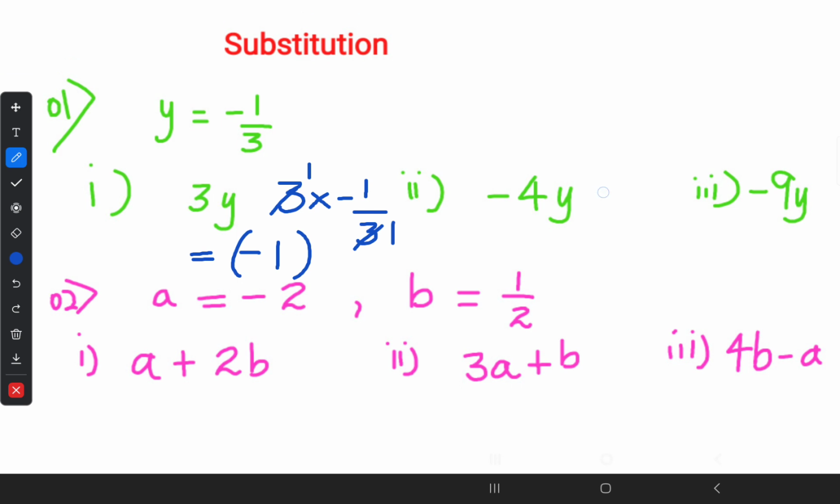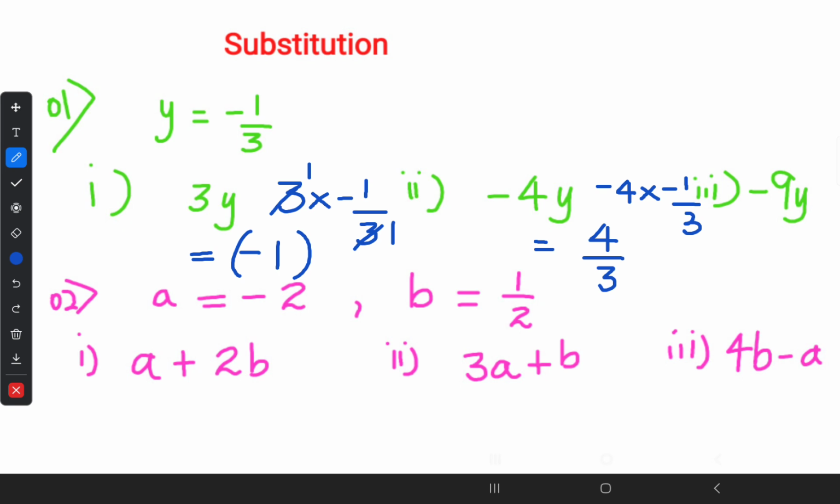Okay, then after that, negative 4y, negative 4 times y, negative 1 upon 3. We cannot simplify anything because 4 is not a multiple of 3. Then let's multiply. Negative 4 times negative 1. Negative into negative is positive, 4 upon 3. Negative 4 over 3.